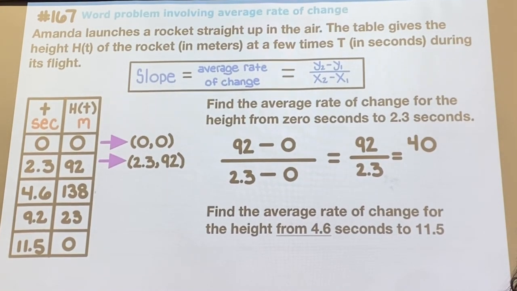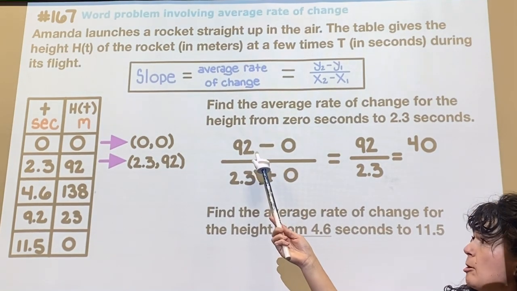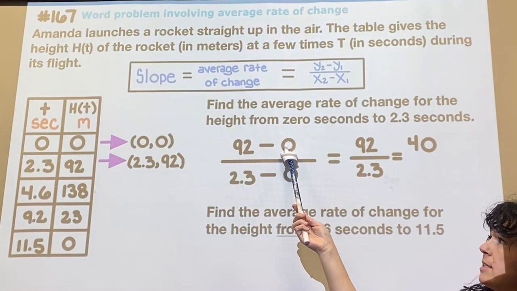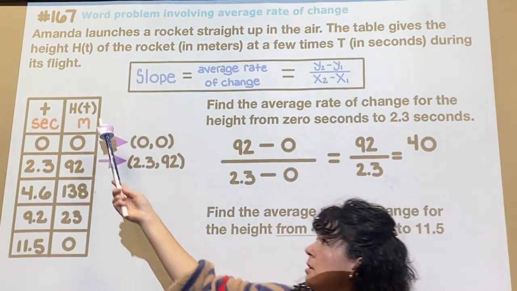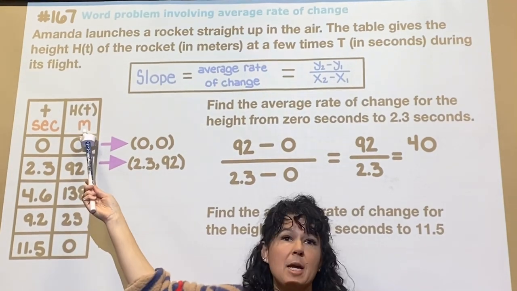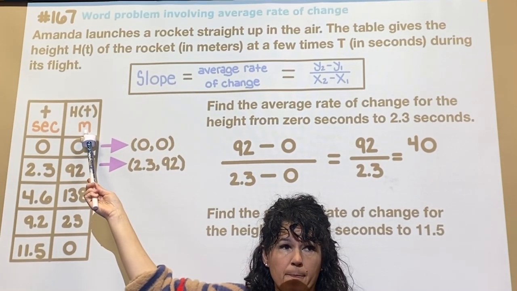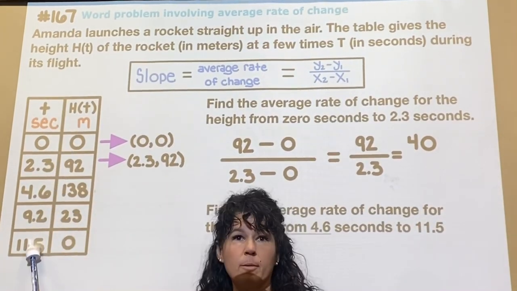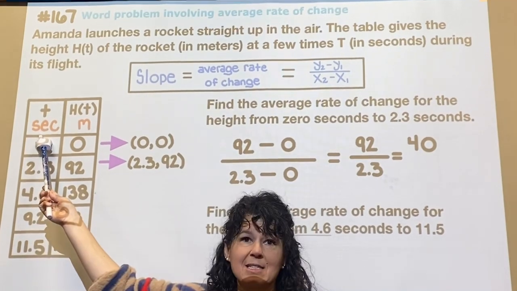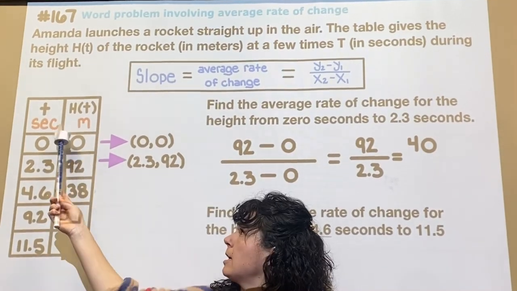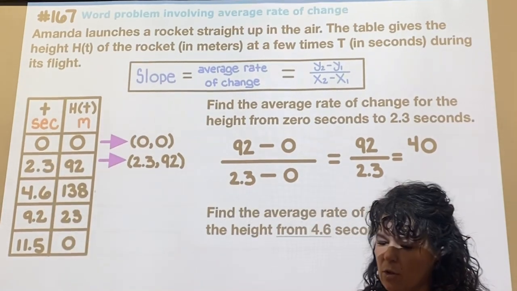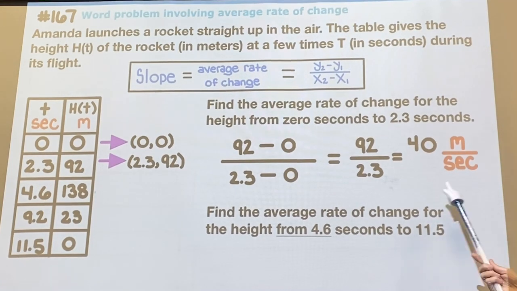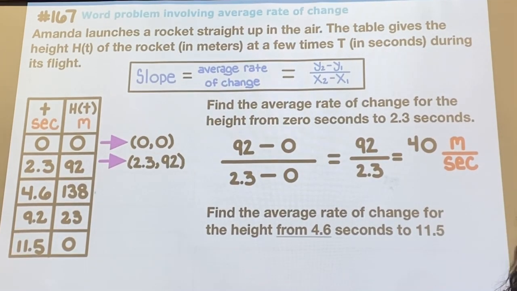Okay, but this time we have a label. If you look and see, where did these numbers come from that are in the numerator? 92 and 0, these were y values. So these were meters. The numbers in the denominator, they came from this column. So the denominator is seconds. So the numbers in the top meters, the numbers in the bottom seconds. So this ends up being meters per second. Okay, so this is my answer, 40 meters per second, but a little context again.